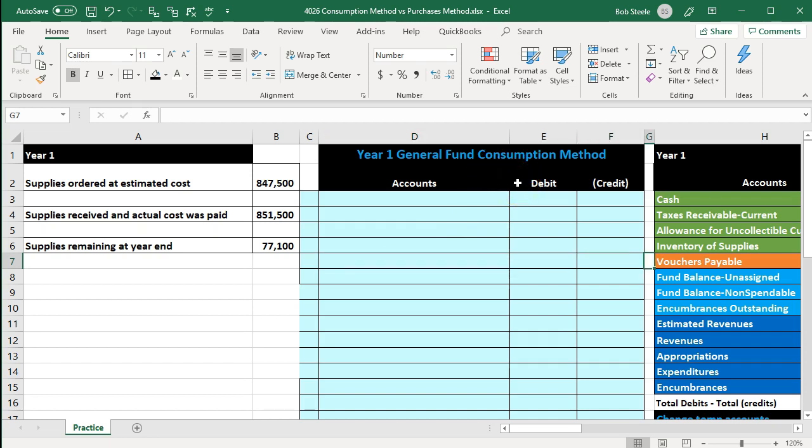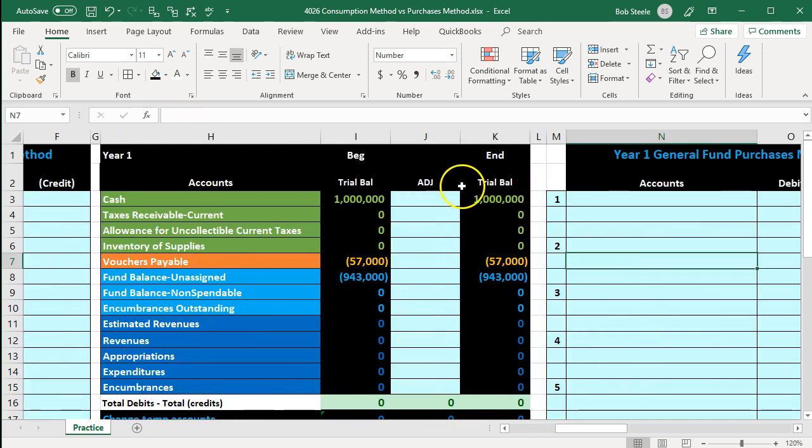consumption method, which we will then post to our trial balance, where we have a beginning trial balance, ending trial balance, and then the adjustments that we will post. This will give us an idea of the accounts, give us something that is going to be in balance, so we get a better grounded conception of what is actually happening when we record these transactions.